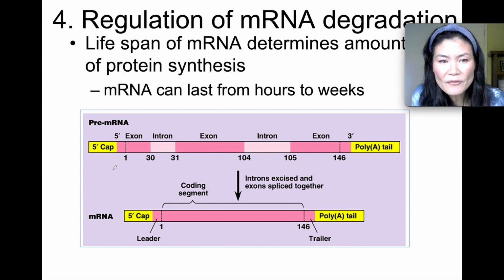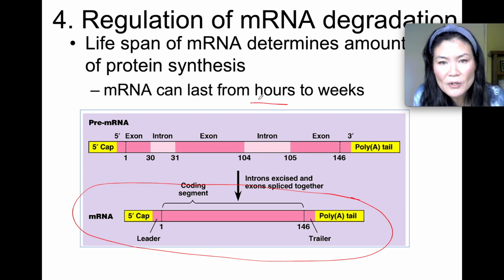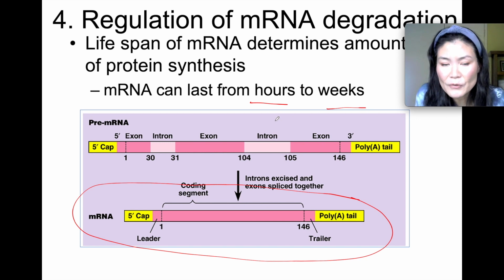So, after the pre-mRNA, the introns come out and the poly A tail and the 5' cap are added, and it goes out to the cytoplasm. This mature mRNA can last anywhere between hours to weeks. So that has to do with gene expression control as well, because if it's only going to last for a few hours, the cell is controlling how much protein is actually being made.